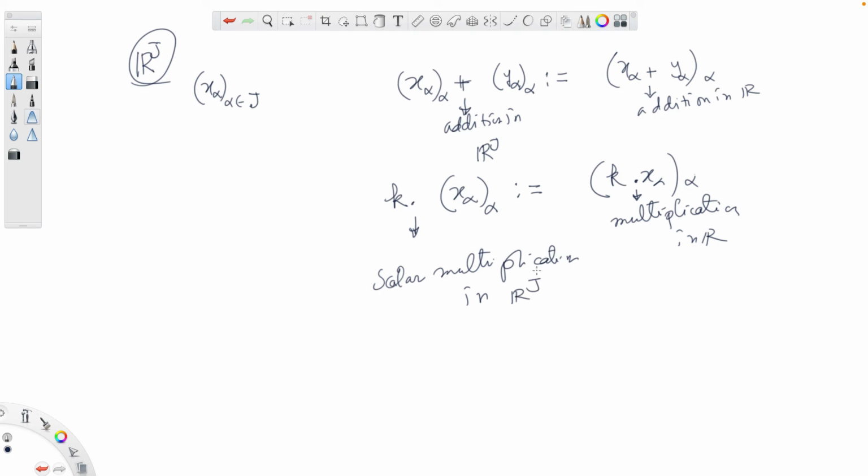So one can check immediately that with respect to these two operations, R to the J forms a vector space.